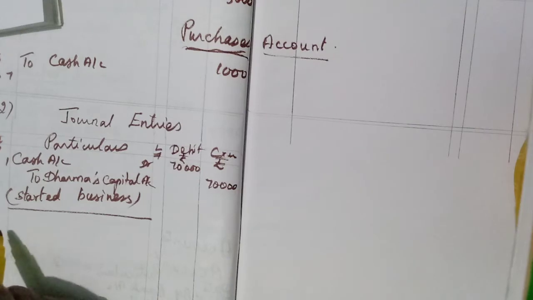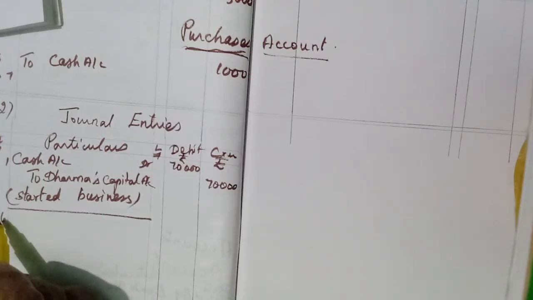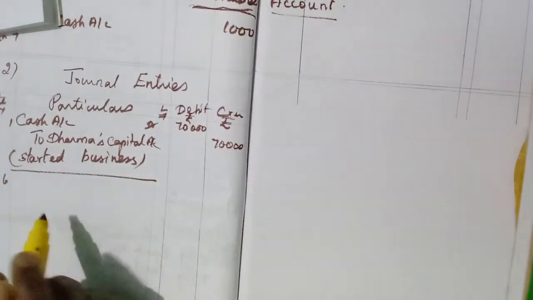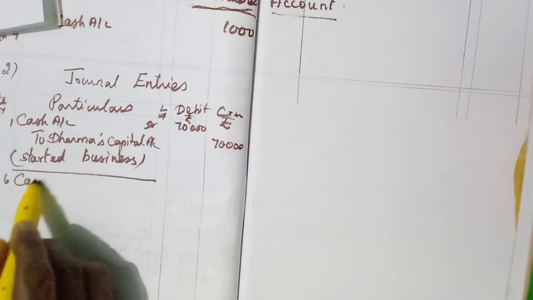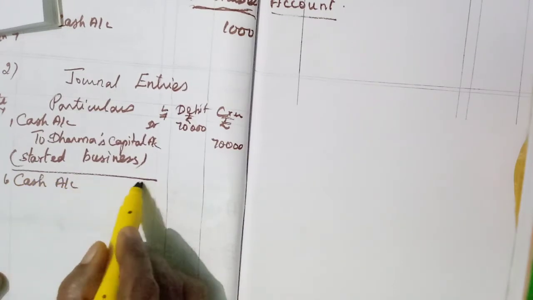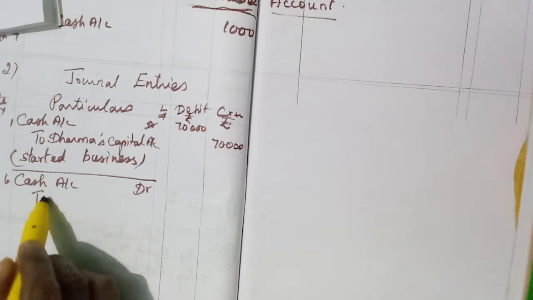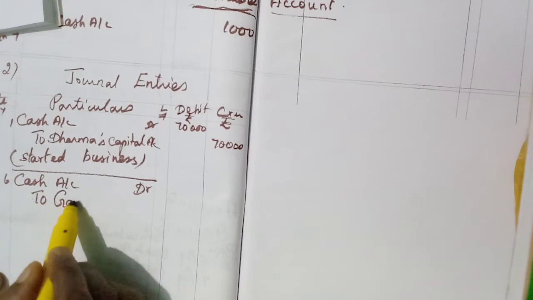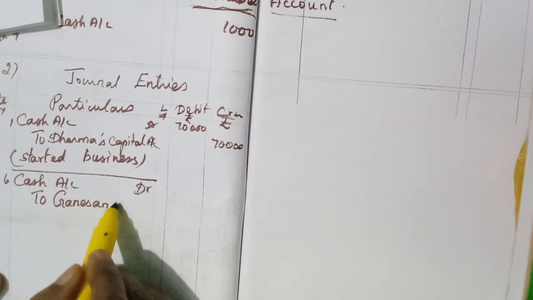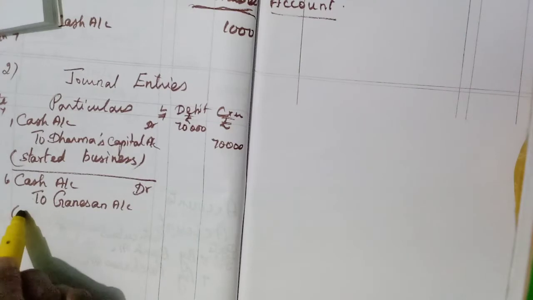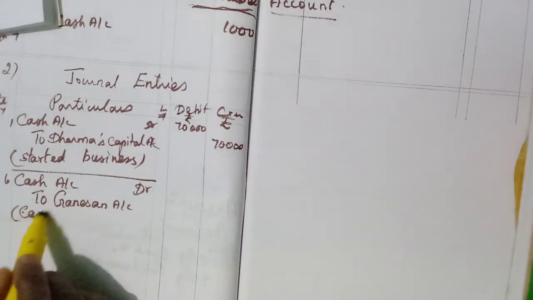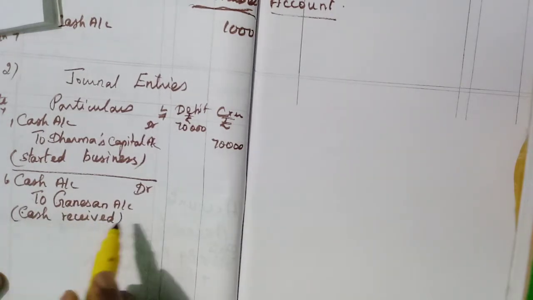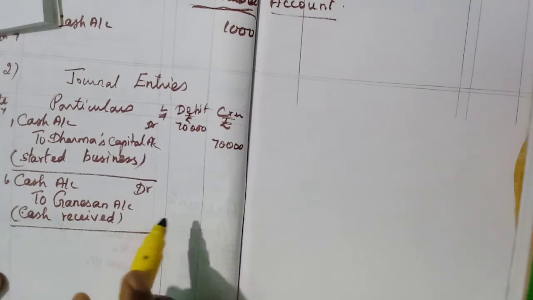Then draw one line. Okay, with the scale and pencil. Then number 6. Date 6. Cash received from Ganesan. So cash is coming in. So cash account debtor. To who is paying? Ganesan. So credit the giver. Ganesan account. Cash received. One short description only you have to give. Okay. So enough. What is the amount? 10,000.